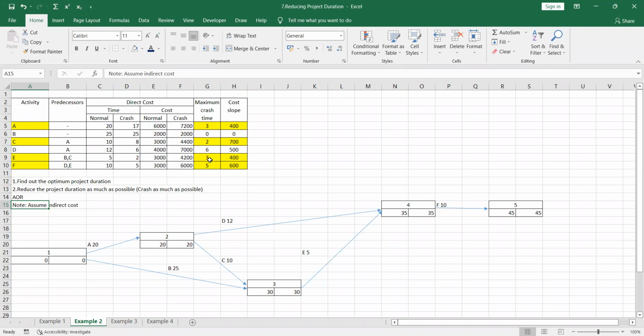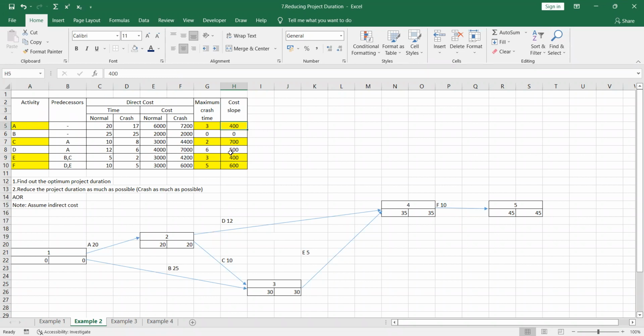So the next one is to find the lesser cost slope. What has the lesser cost slope according to this critical path? Ayesha is telling A and E both. A and E both have the minimum cost slope. But we cannot crash both.